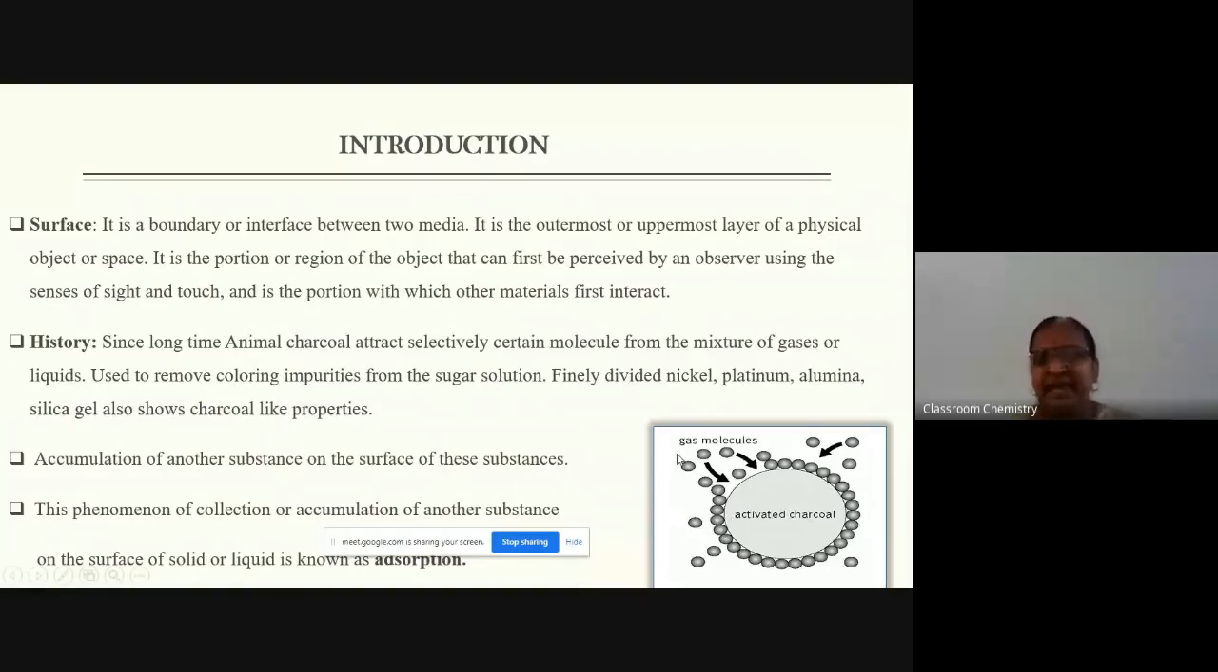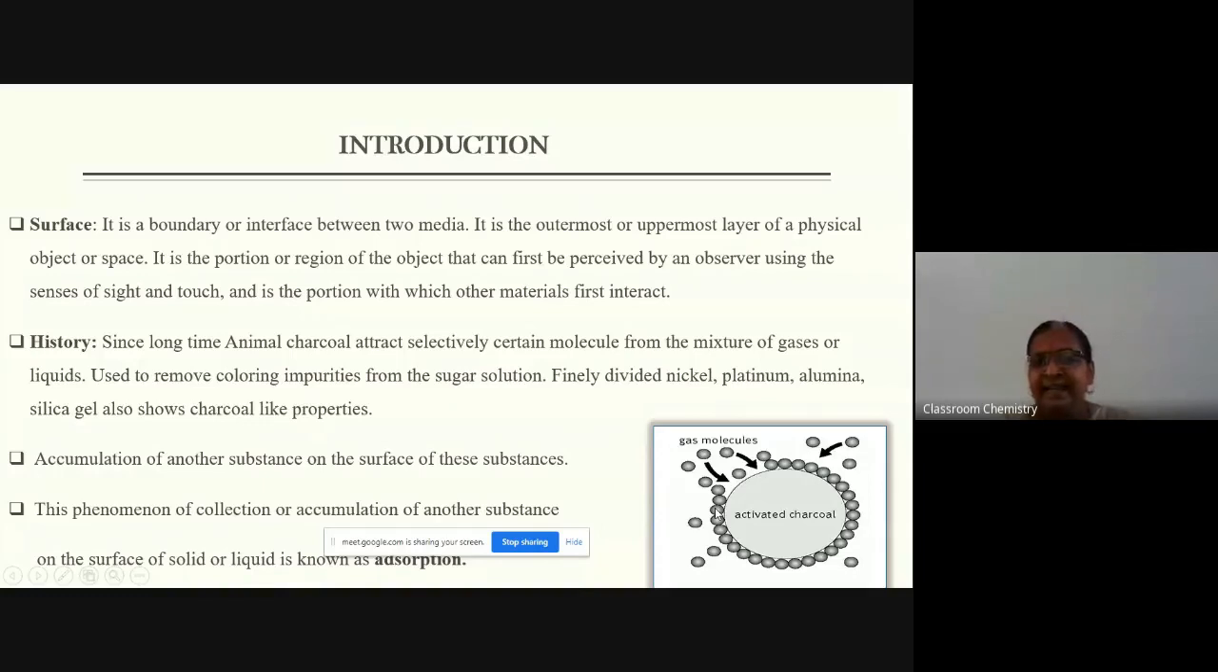इकडं स्पेस मध्ये गॅस मॉलिक्यूलचं कॉन्सन्ट्रेशन पाहिलं आणि ऍक्टिव्हेटेड चारकोलच्या सरफेस वरती कॉन्सन्ट्रेशन पाहिलं तर इथं ऑन द सरफेस ऑफ activated charcoal, there is the greater concentration of gas molecules, and we say that these gas molecules accumulate on the surface of this activated charcoal.